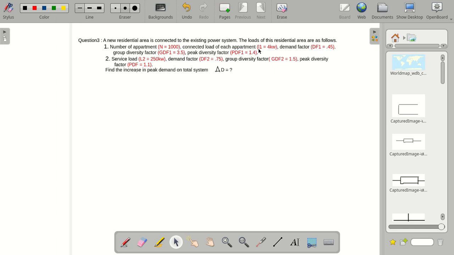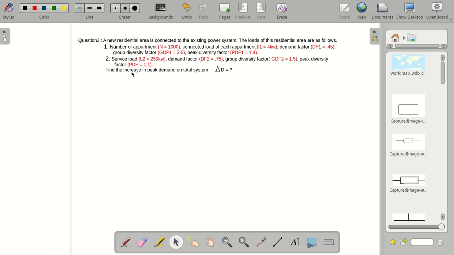The demand factor of these loads is 0.45, and there is a good diversity factor among the apartments. So the group diversity factor is 3.5 and the peak diversity factor is 1.4. There is another kind of load, the service load. The total amount of this load is 250 kilowatt with a demand factor of 0.75, and these loads have a group diversity factor of 1.5 and a peak diversity factor of 1.1.